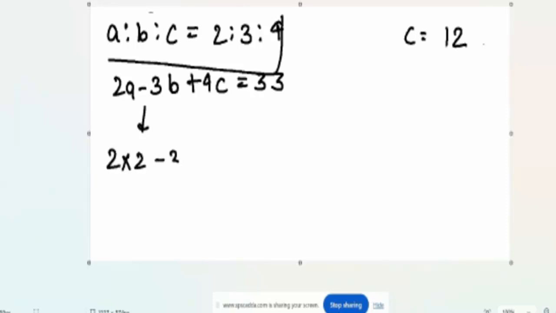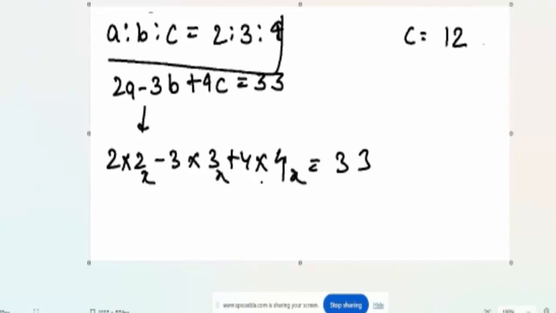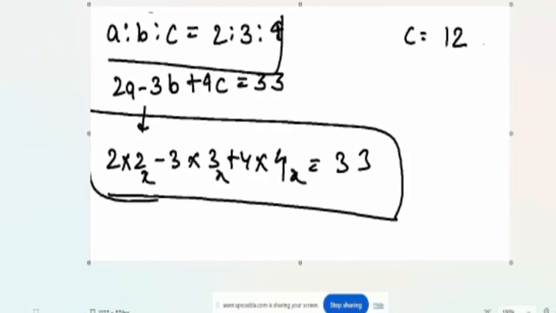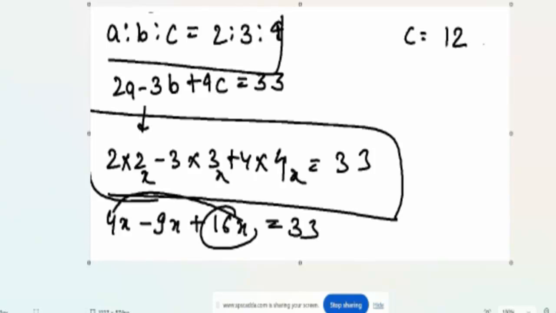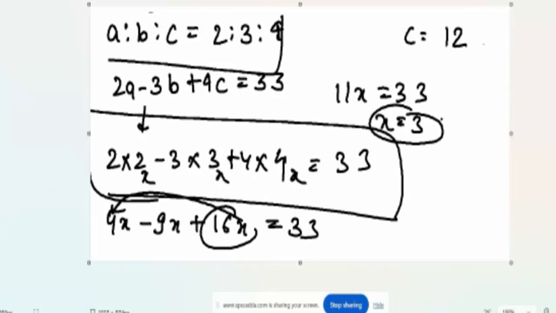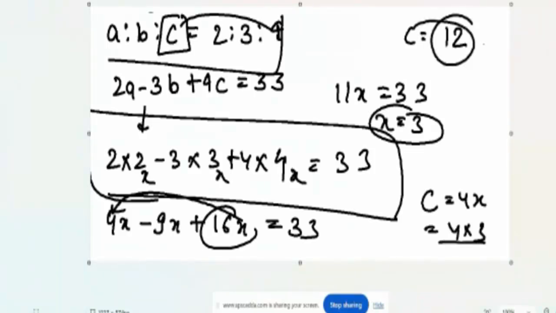2 into 2 minus 3 into 3 plus 4 into 4 is equal to 33. If you take this x, it will be easy for you. So it will be 4x minus 9x plus 16x is equal to 33. What is it, 20x minus 9x, which means 11x is equal to 33. X will be 3. You need to find out the value of C. What is C? C is 4x, which is equal to 4 into 3. 12 will be the correct answer.